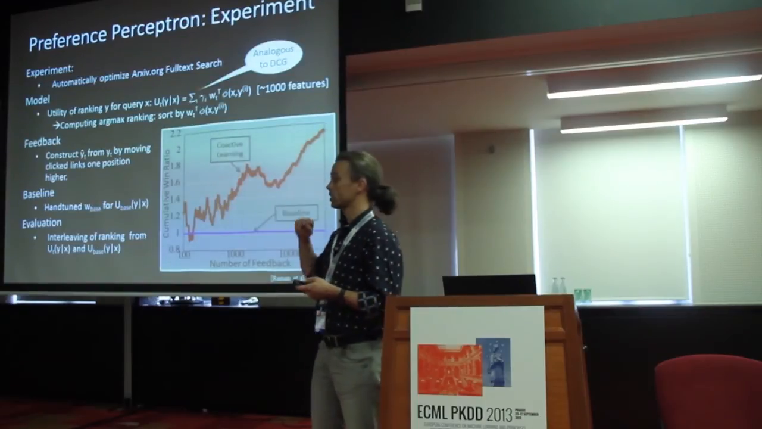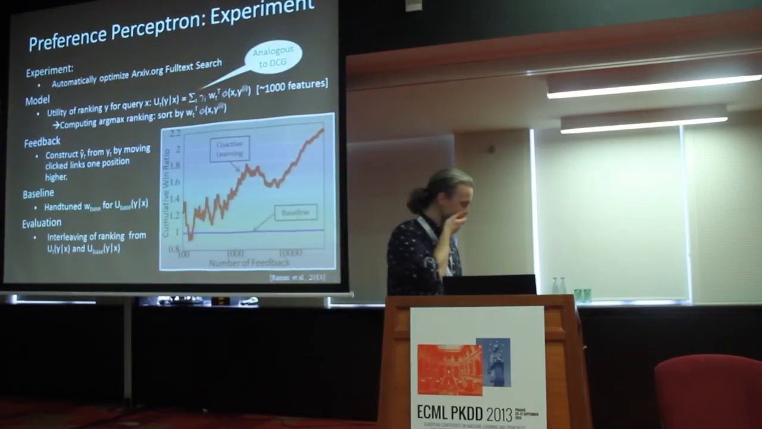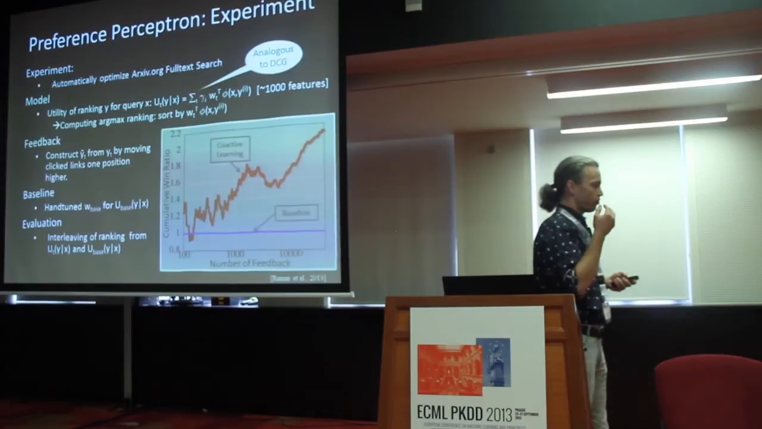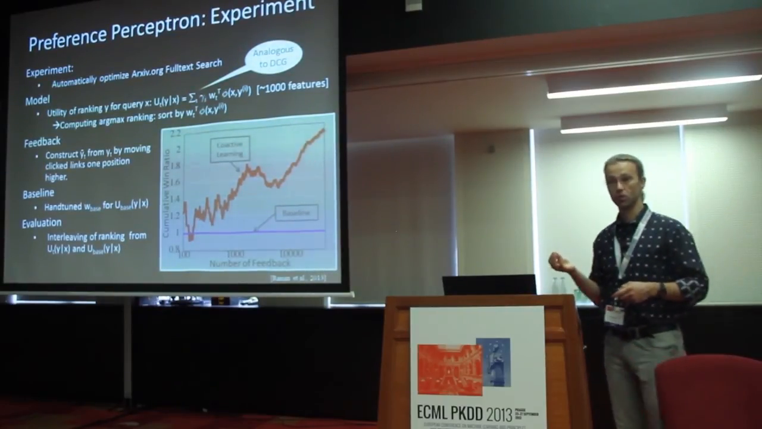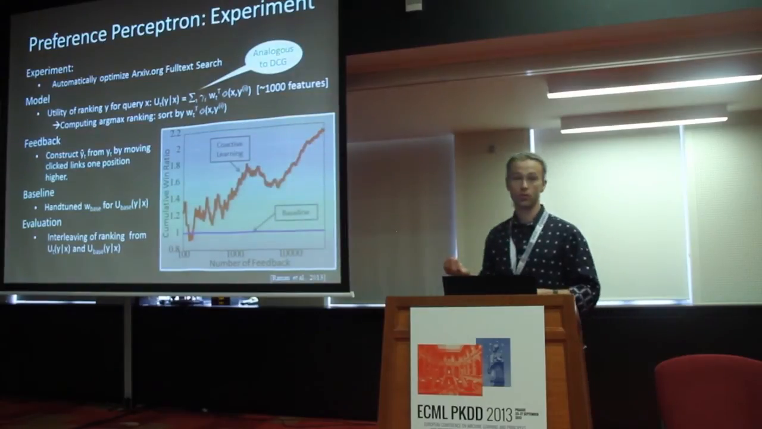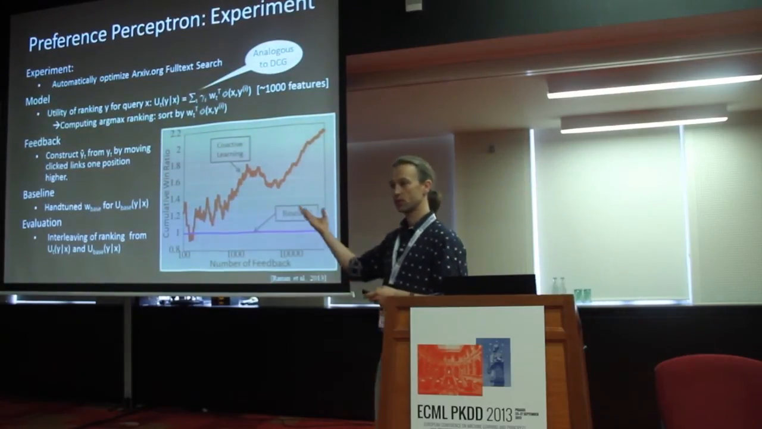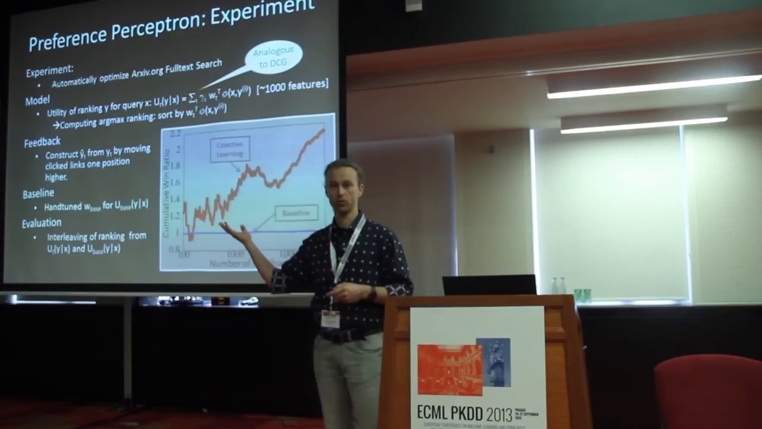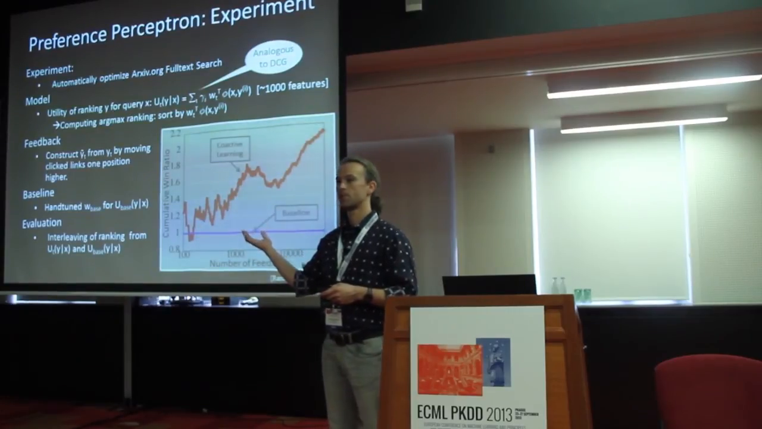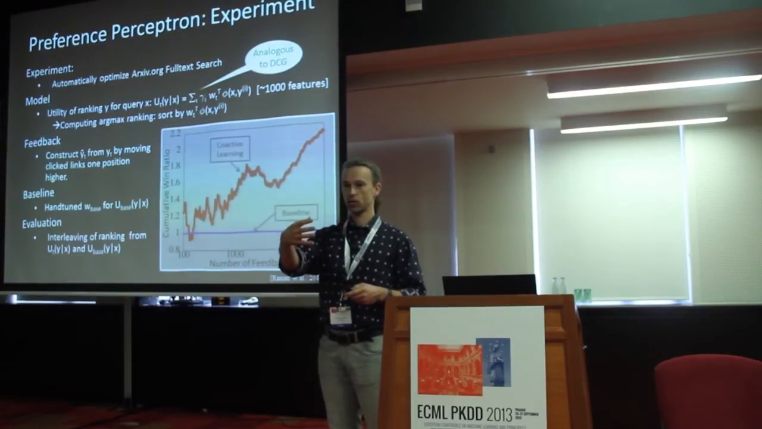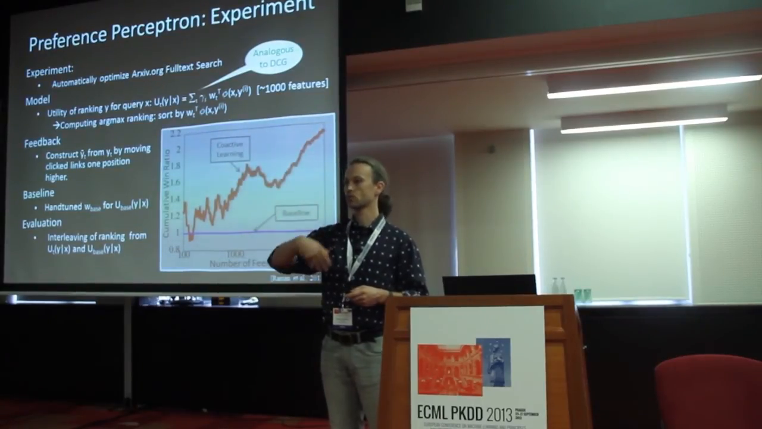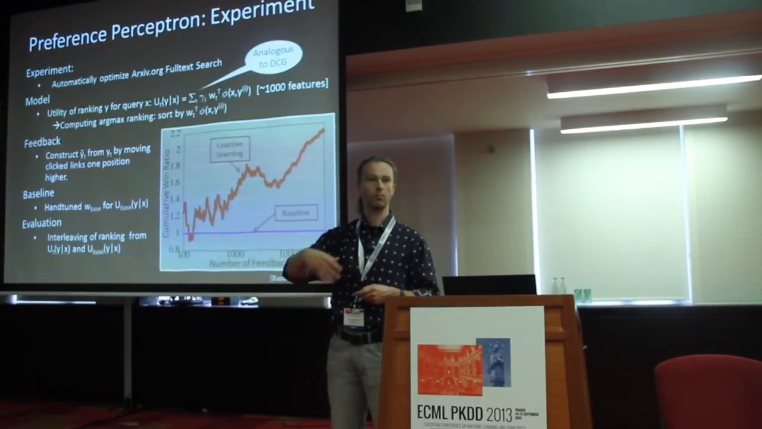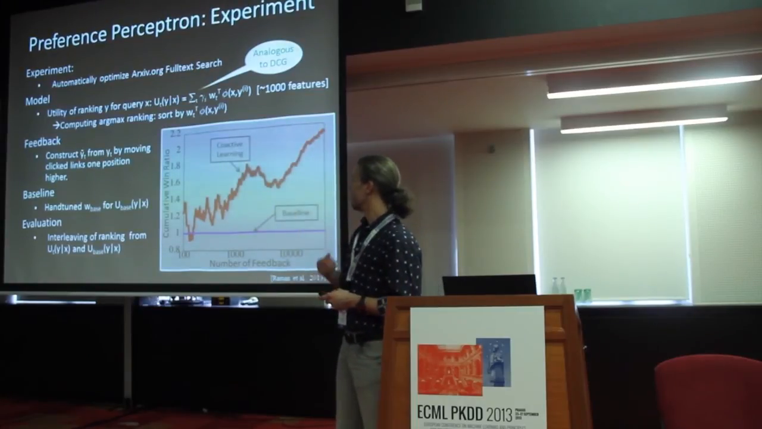So let's see how well this actually works. We've, again, fielded this learning algorithm on our arXiv search engine. So basically, we've taken this coactive preference perceptron and built it into our search engine so that after every query, it would update its ranking function and learn this way.